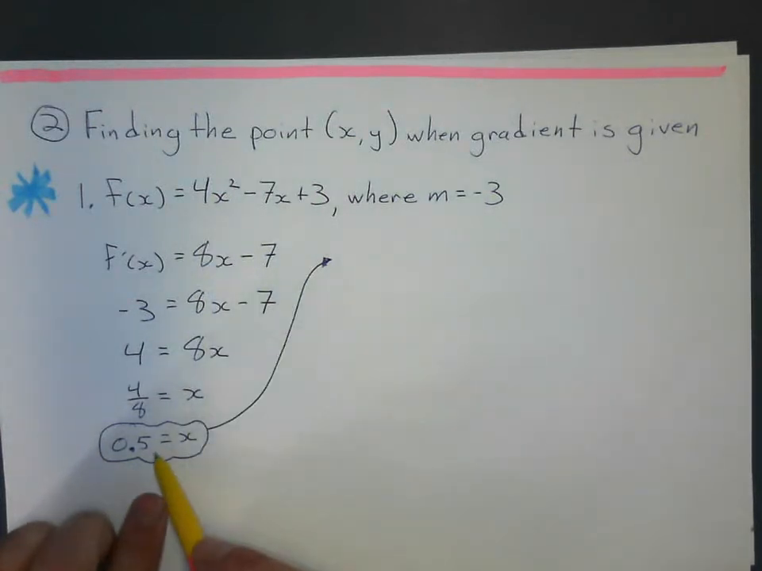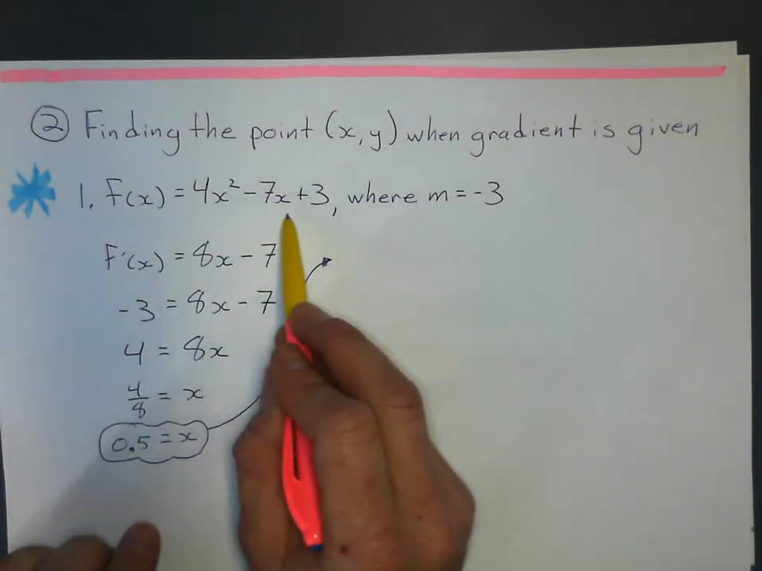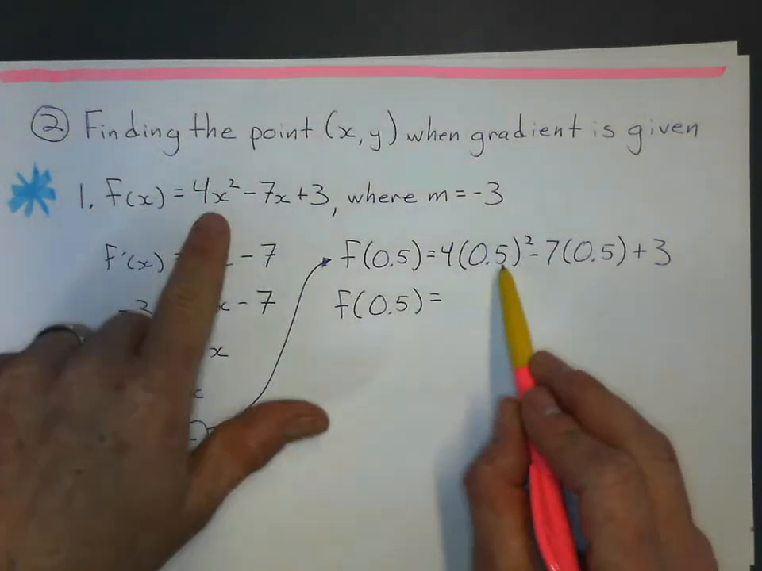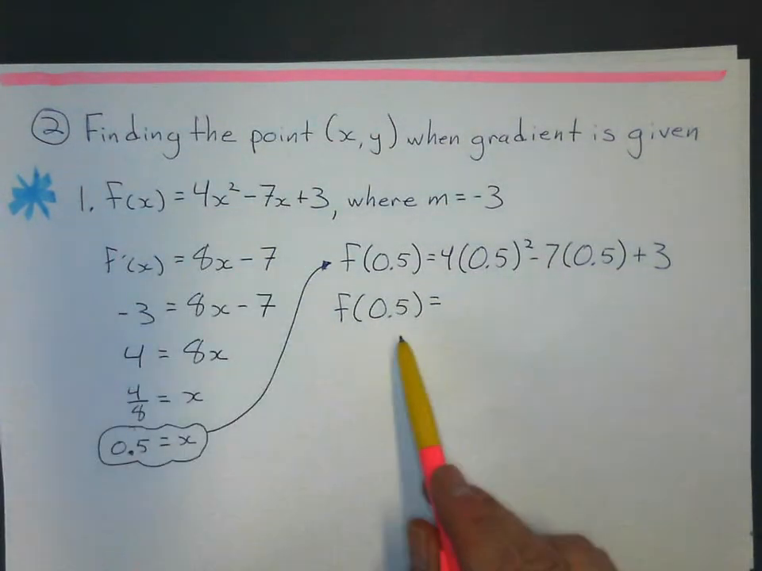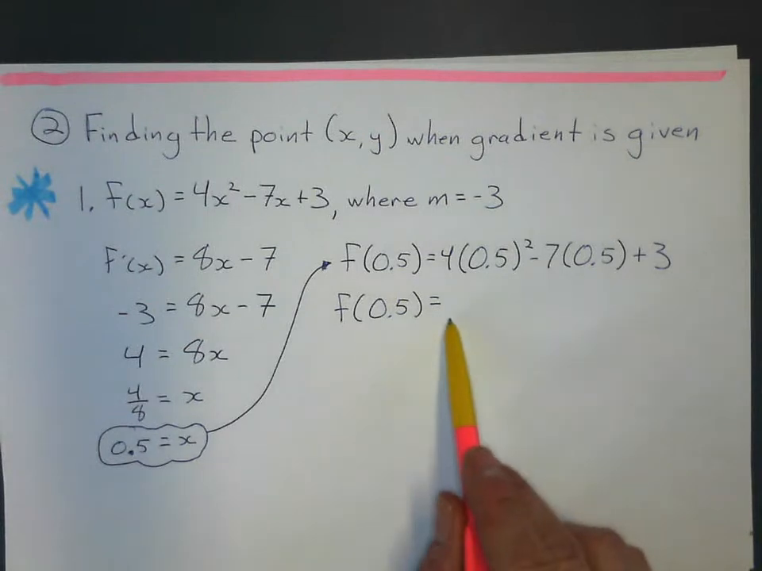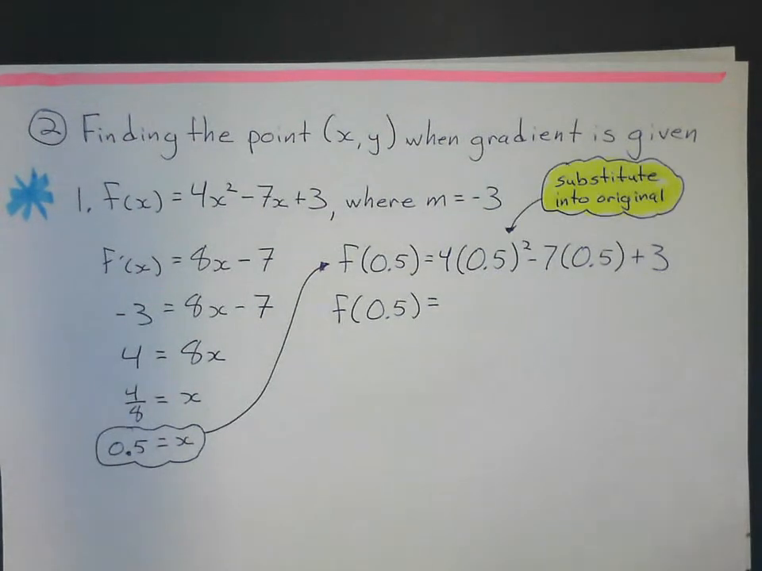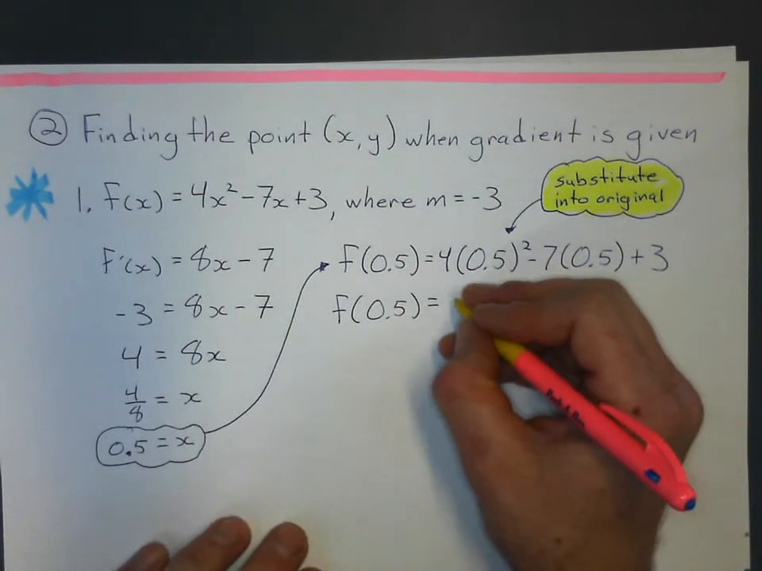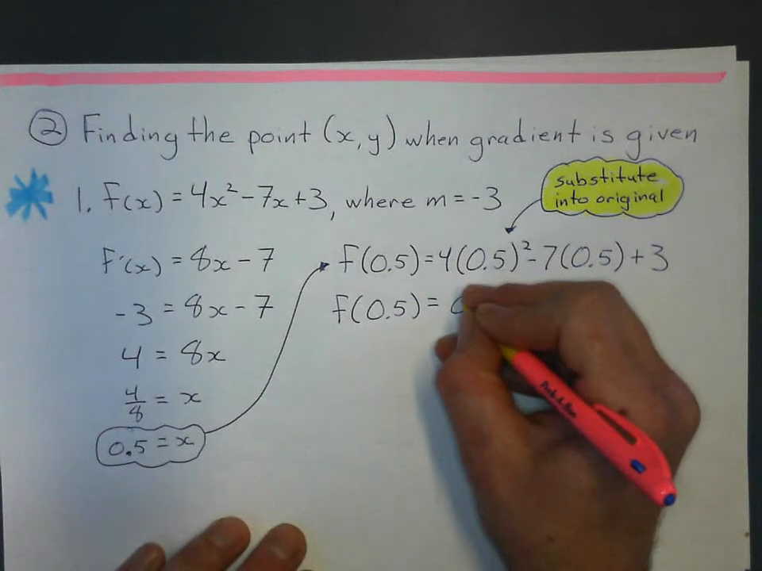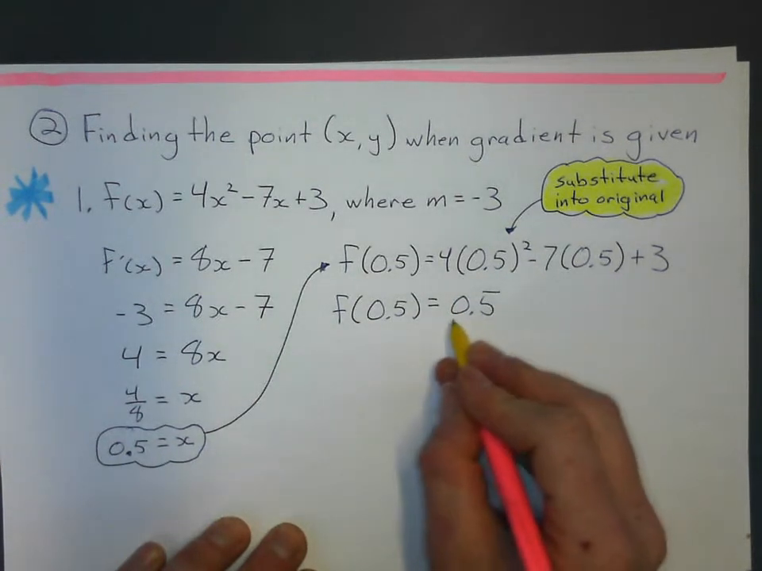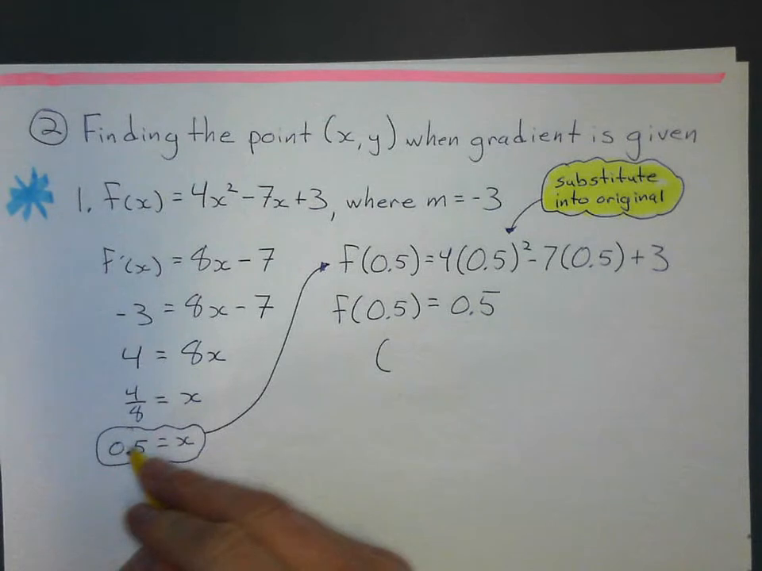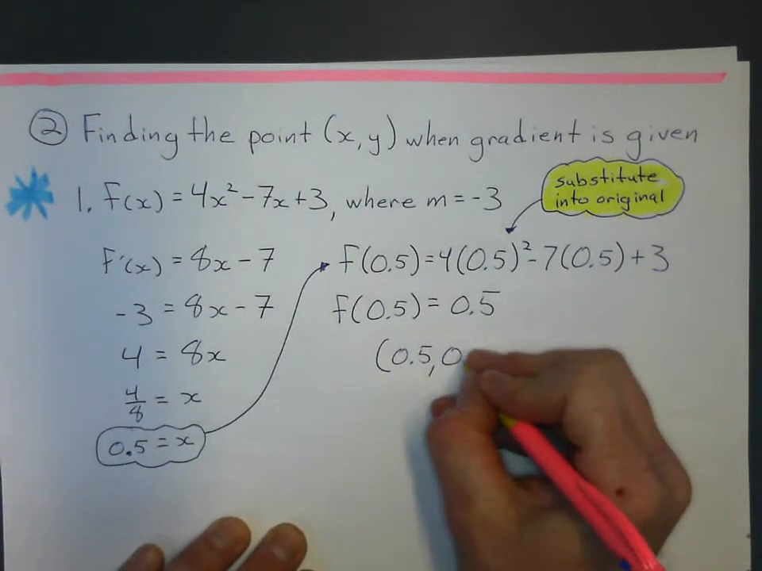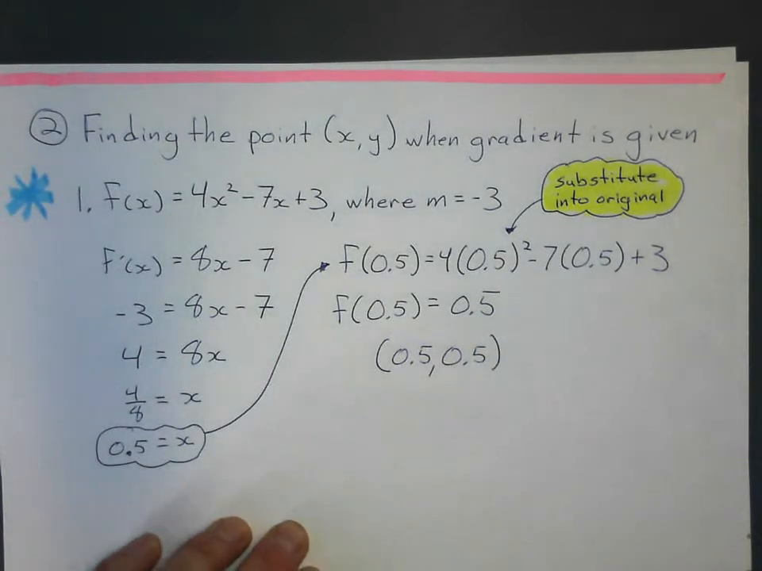Okay, so here's the x. The second part is to substitute it back into the original here. So when I substitute that 0.5 in for x in here, I can do the rest on the calculator to find the y-coordinate. Okay, so when I substitute that back into the original equation, coincidentally, I do get 0.5, which is the y-coordinate. So the point is, x is 0.5, and y is 0.5. They won't always be the same.